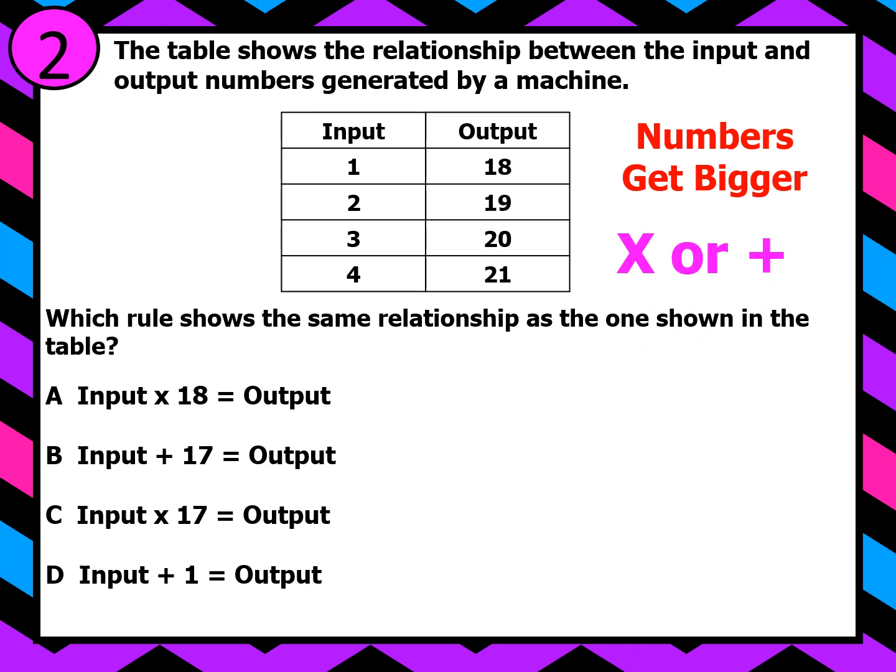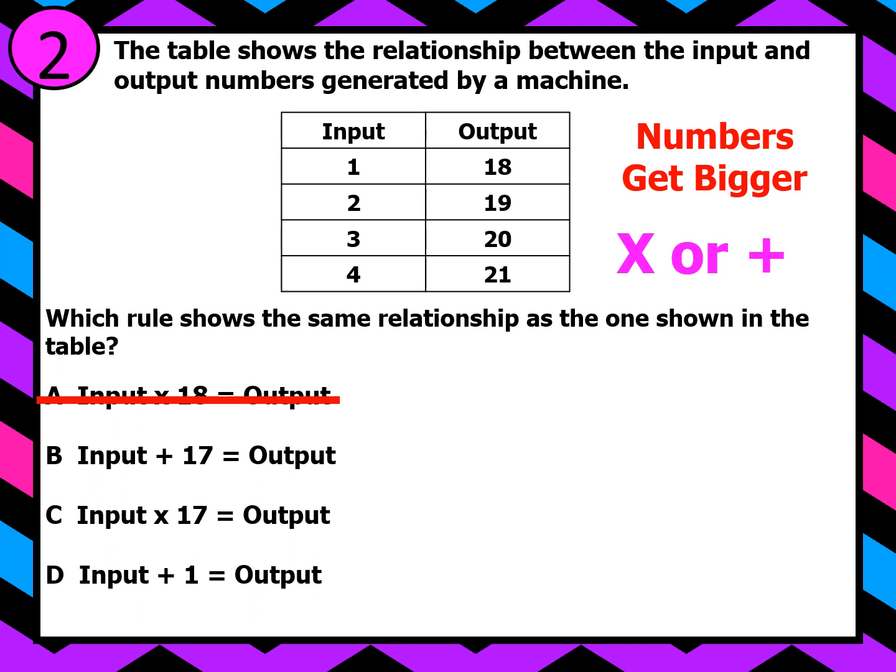So I'm going to go ahead and analyze answer choice A. Input times 18 equals output. Okay, so 1 times 18 would be 18, but 2 times 18 would not be 19, so I know the answer cannot be A.